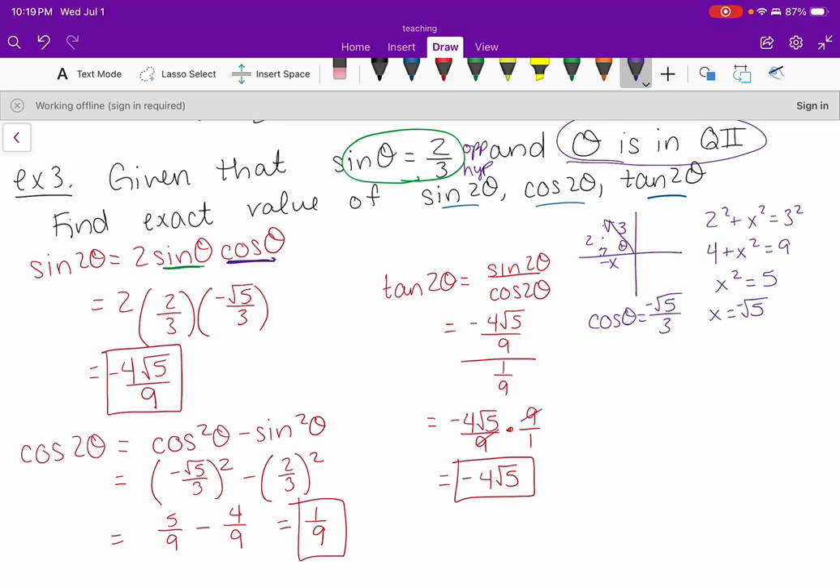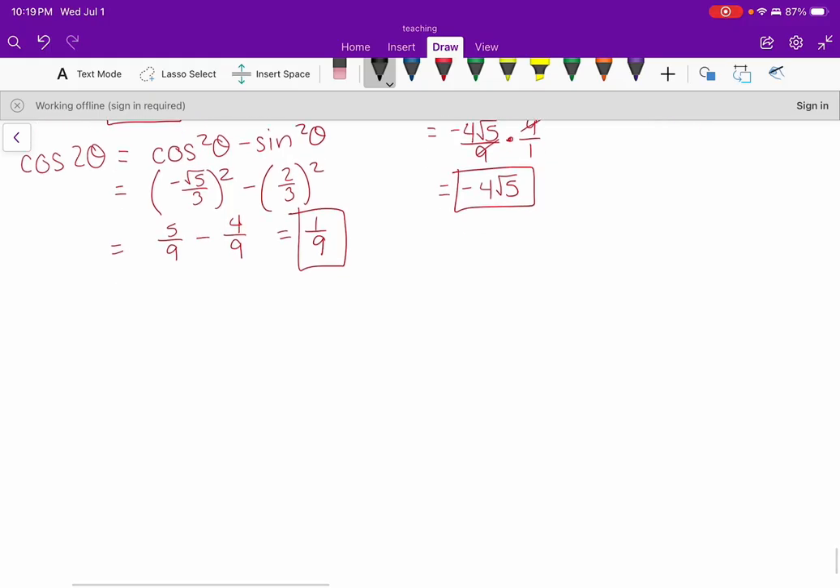So this is just one example of using the double angle identities. You can also use the double angle identities to make more identities. Now this can be a little tricky. So let me write this out for you. Using the double angle to make more identities.